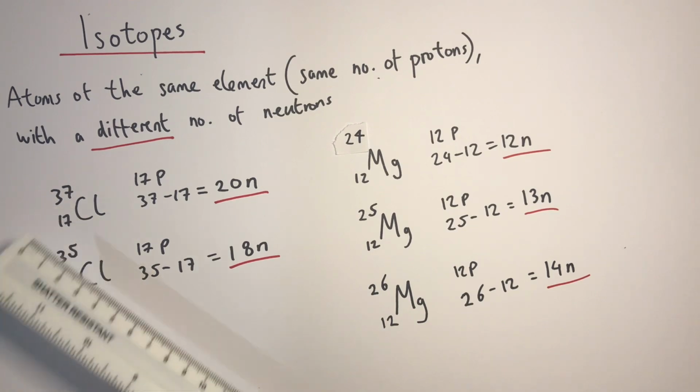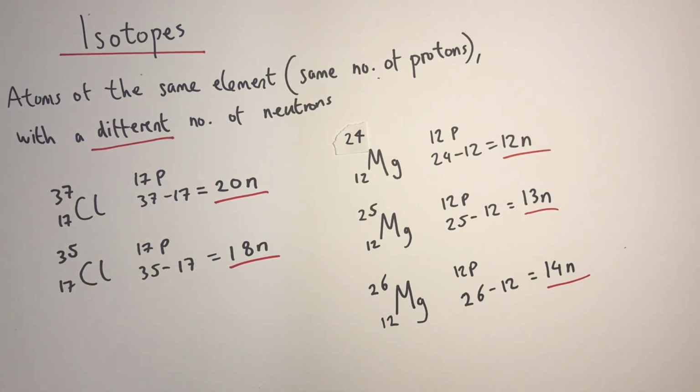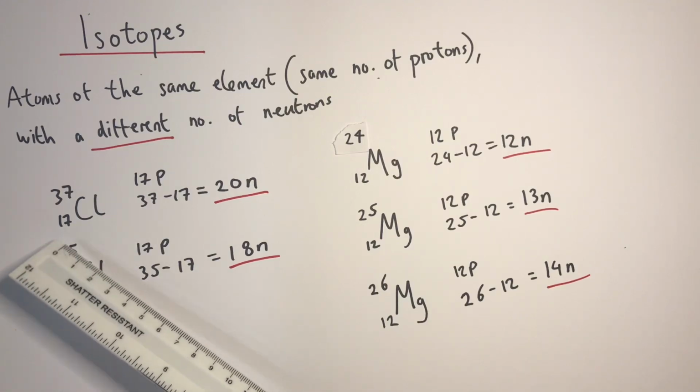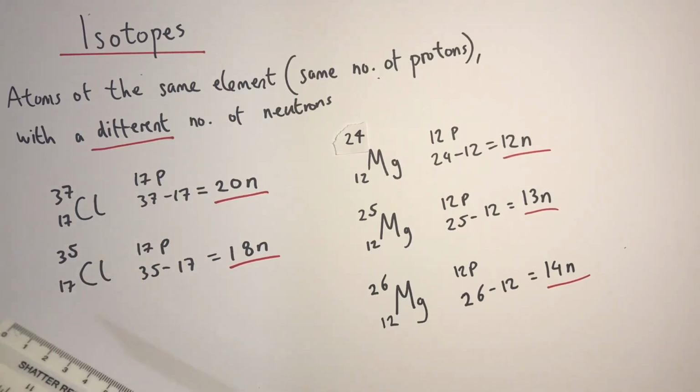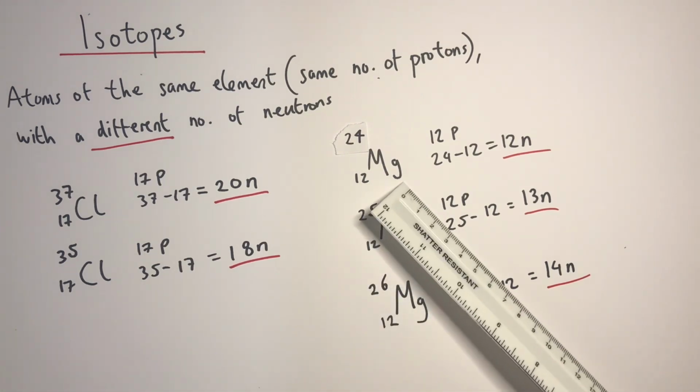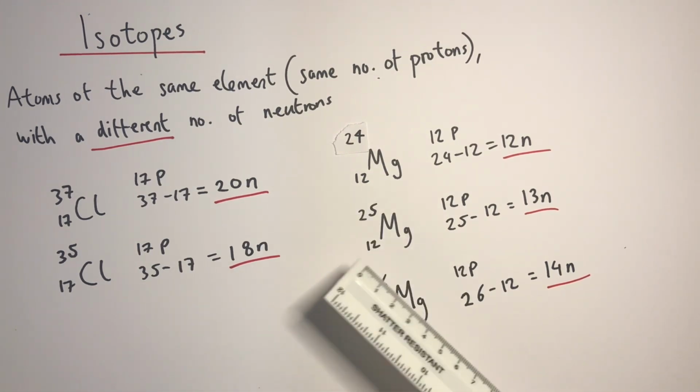Some chlorine's got 37, some have got 35, so that can be different. But to show it's chlorine, it would have to have an atomic number of 17. If it's not 17, it's not chlorine. It's not getting in.